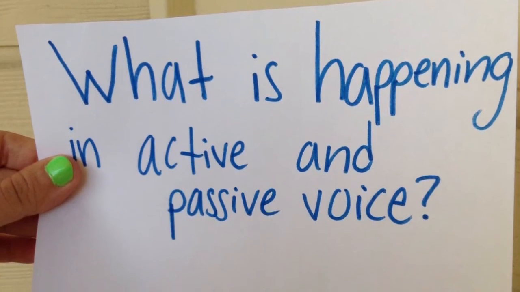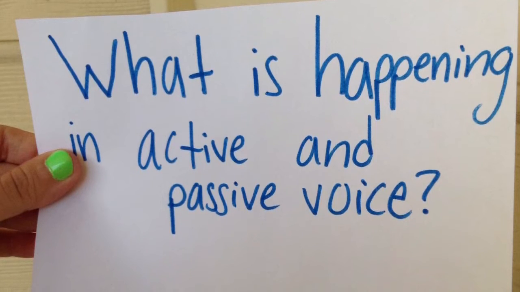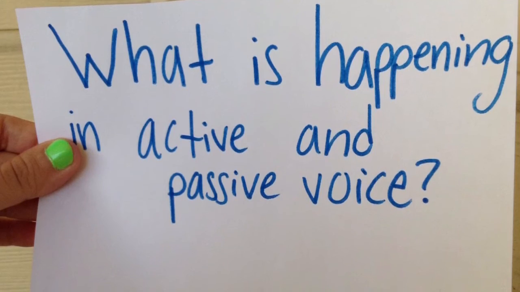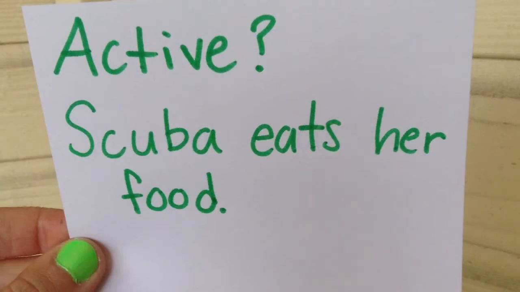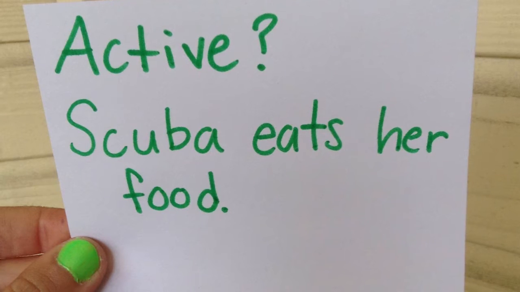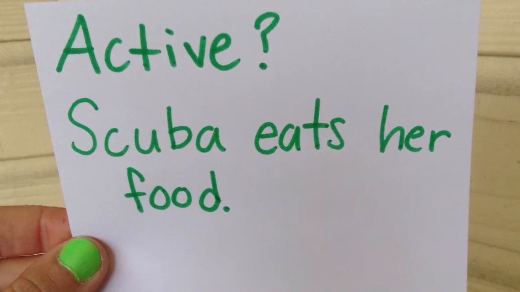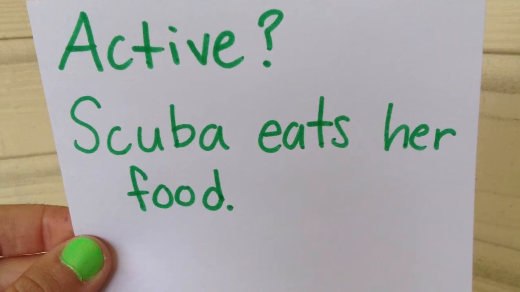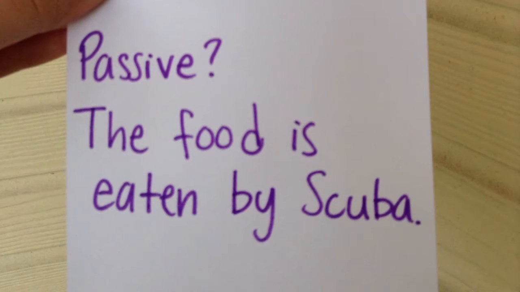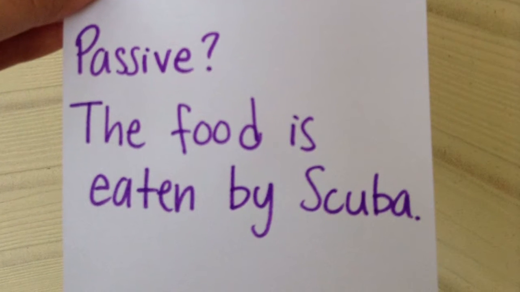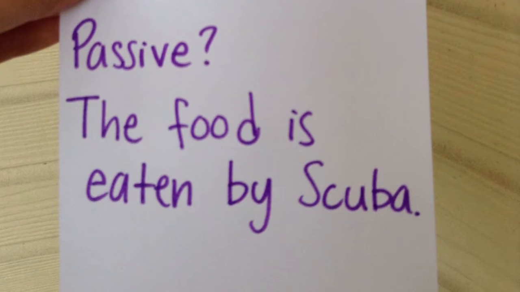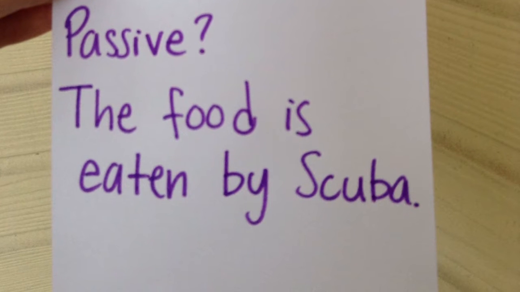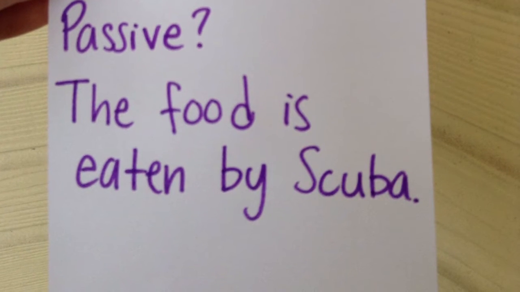What is happening in active and passive voice? Let's practice describing what she was doing in active and passive voice. Let's start with active. In an active sentence, we could say that Scuba eats her food. Scuba, the subject, here comes first, and there's a direct relationship. Now let's form the passive. The food is eaten by Scuba. So here the food, the object, comes first, the subject Scuba comes last, and then there is an indirect relationship.